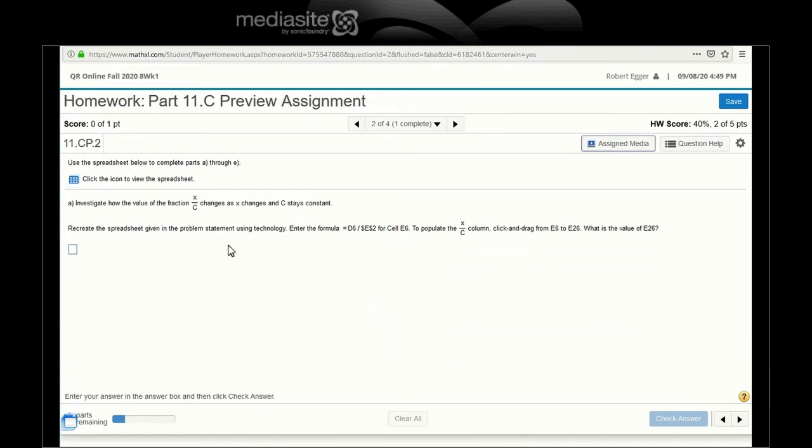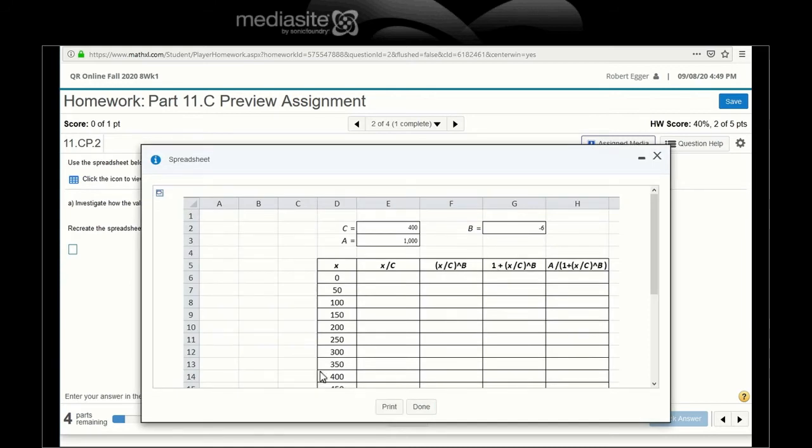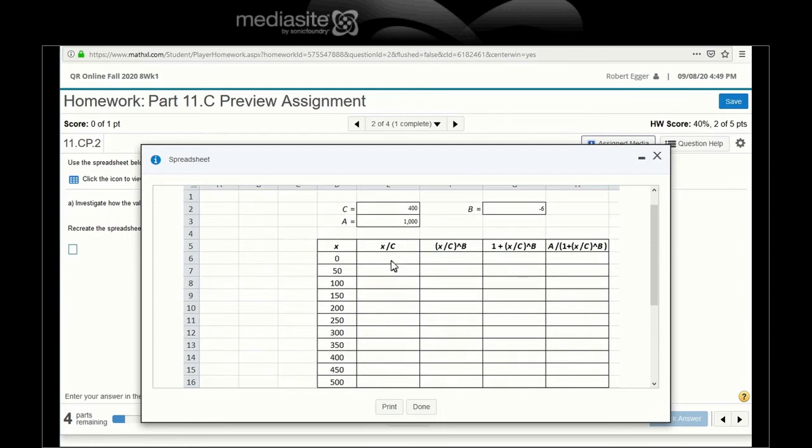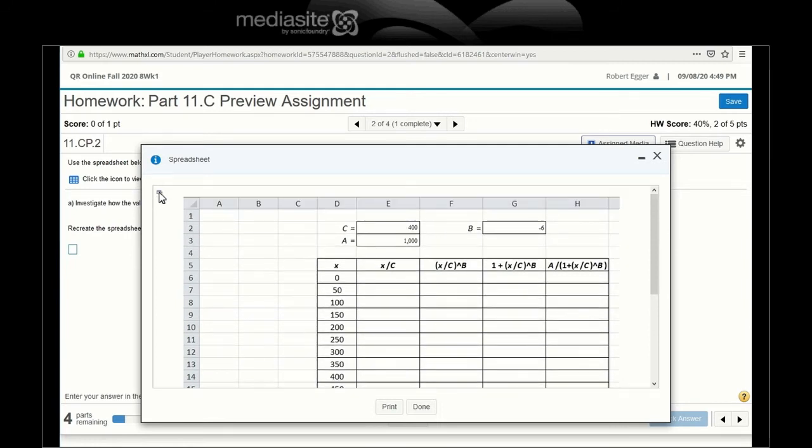Okay, investigate how the value of the fraction x over c changes as x changes and c stays constant. Recreate the spreadsheet given the problem statement using technology and a formula in C6 to populate x over c. Click and drag. So to pull up this spreadsheet, since this doesn't work here, we go up here where I can open in Excel.